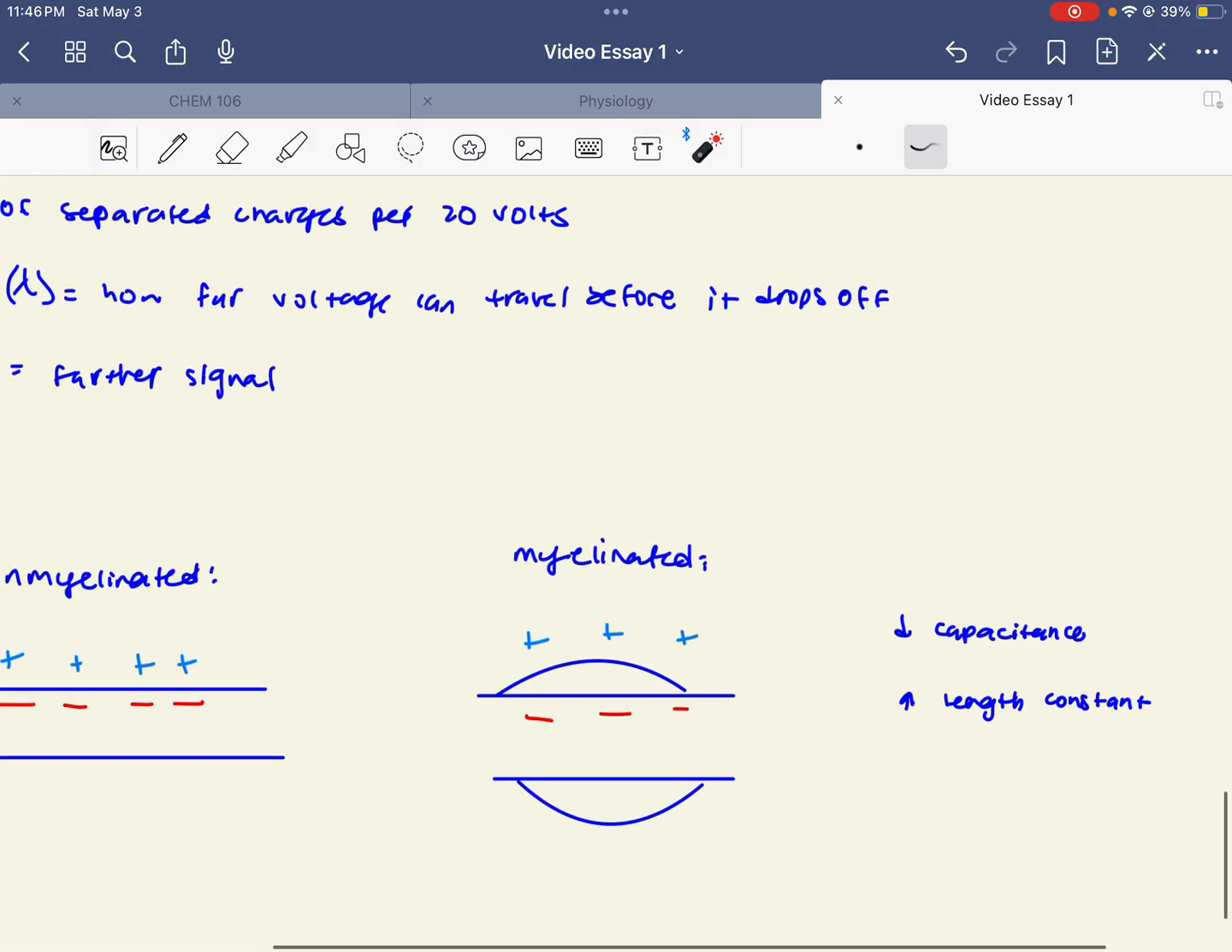To wrap it up, resting potential is mainly due to potassium leak and the sodium-potassium pump. Action potentials are fast, all or none events driven by voltage-gated sodium and potassium channels, and myelin makes everything go faster by changing the electrical properties of the membrane.